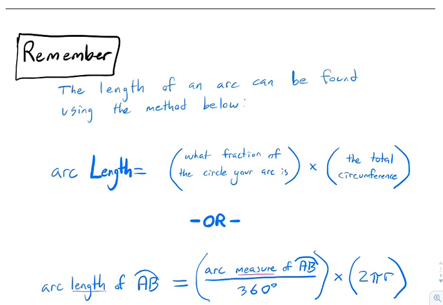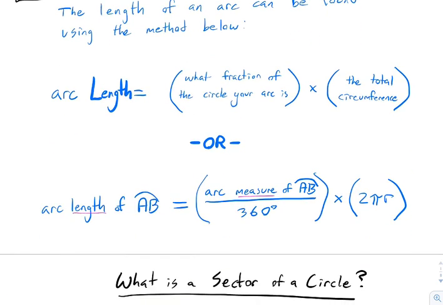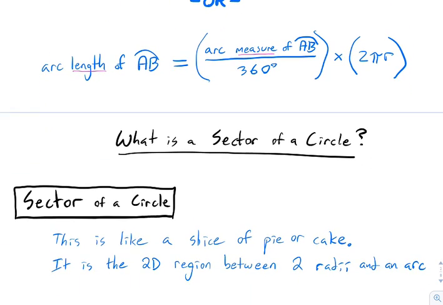Written out mathematically here, it's the measure of the arc out of a total of 360, and once you have that fraction of the circle, you say, okay, I've got that fraction of the total circumference. So we're going to do the analogous same thing today with area, okay? So the very first thing is, what is a sector of a circle?